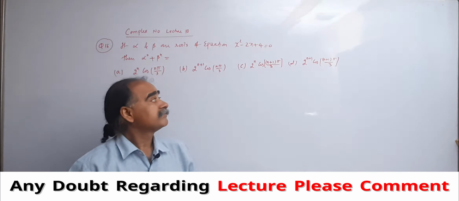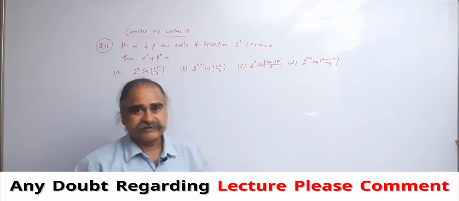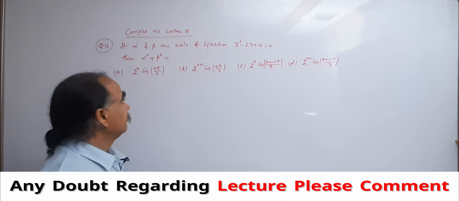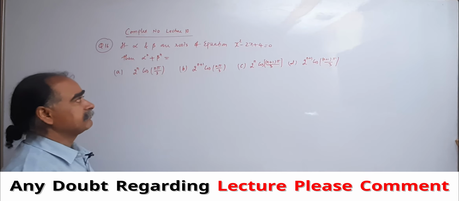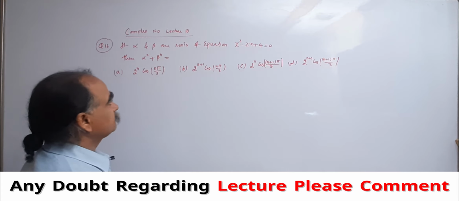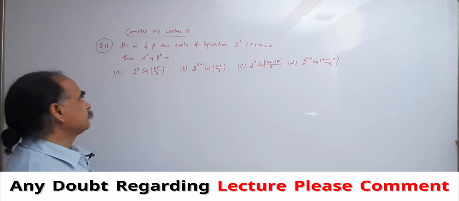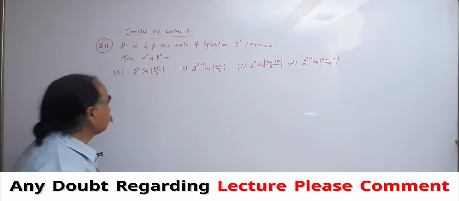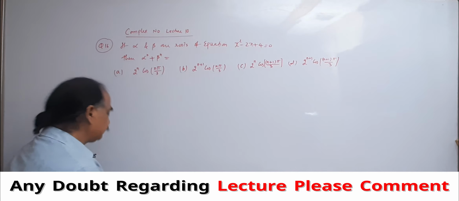In the series of JEE problems on complex numbers, this is lecture number 10, problem number 16. If alpha and beta are roots of the equation x squared minus 2x plus 4 equals 0, then alpha raised to n plus beta raised to n is what? We will solve this problem using De Moivre's theorem. Let us see how.